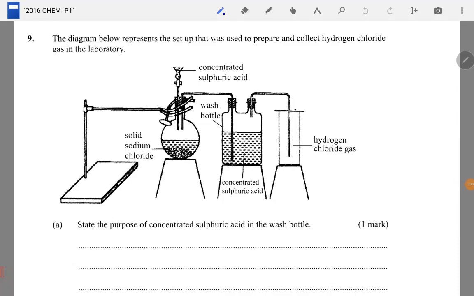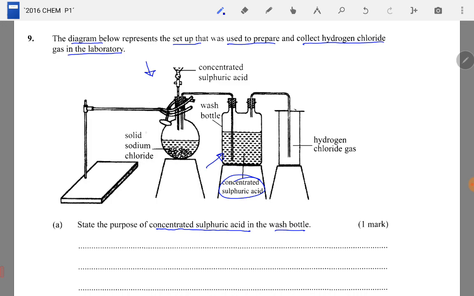Question 9. The diagram below represents a setup that was used to prepare and collect hydrogen chloride gas in the laboratory. Now the question: state the purpose of concentrated sulfuric acid in the wash bottle. Concentrated sulfuric acid is on this. And so what is the use? So we first analyze this setup for purposes of answering the questions that follow.